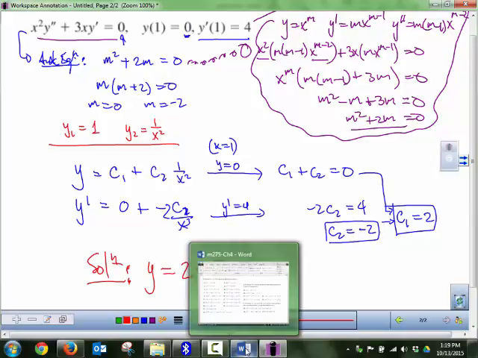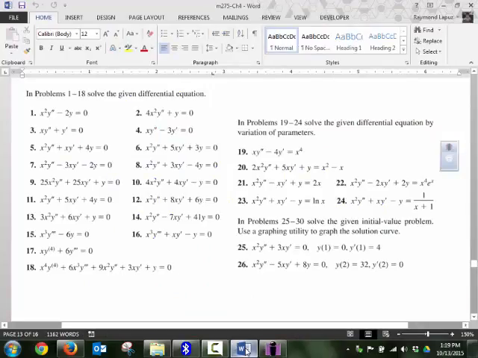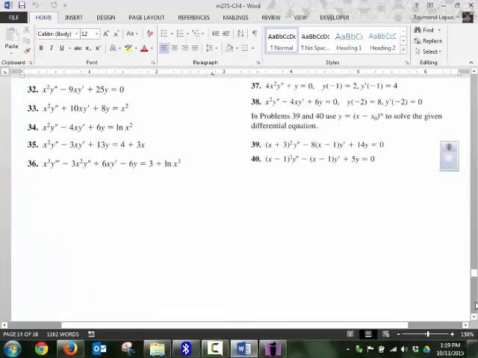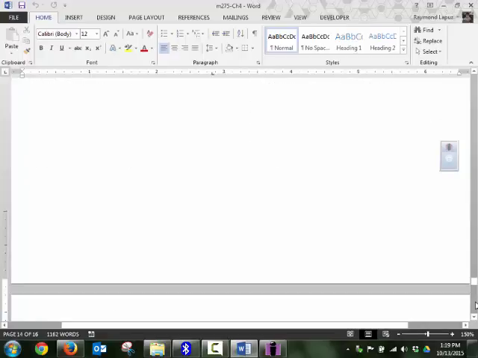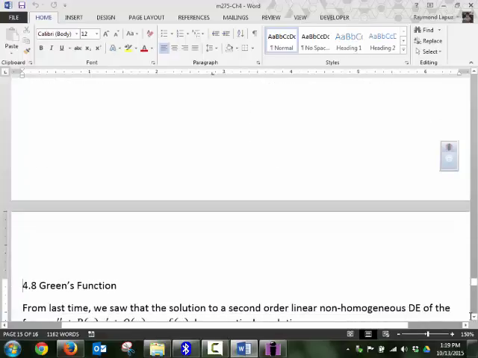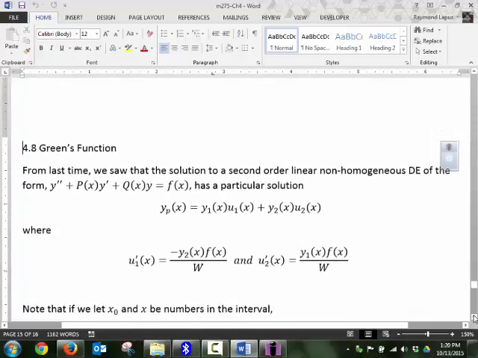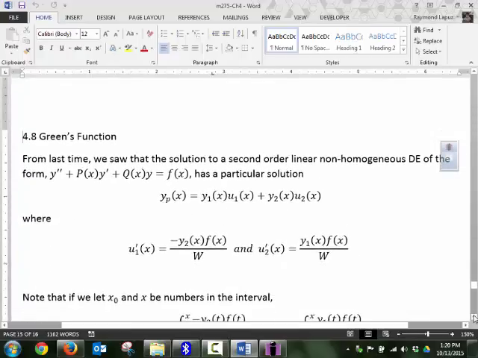And for this, we're essentially going to use variation of parameters. And the variation of parameters is going to be written a little bit more compactly, more compact, by introducing this function called Green's function. And Green's function is really that W1 and W2 put together. So let's take a look at how Green's function is introduced.